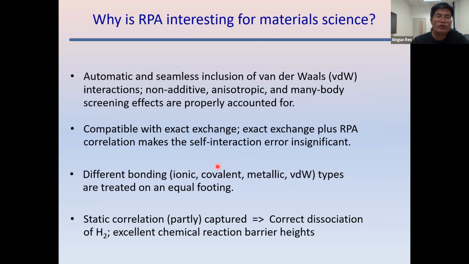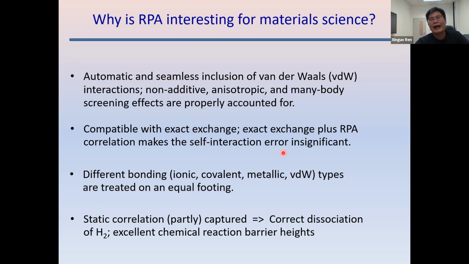Okay, so far about the history. Now, why is RPA interesting for material science? I think people got interested in this approach because it has several nice features. The first feature is that it automatically and seamlessly includes the van der Waals interactions, especially the non-trivial part of van der Waals interaction, including their non-additive anisotropy and many-body screening effects, which are properly accounted for.